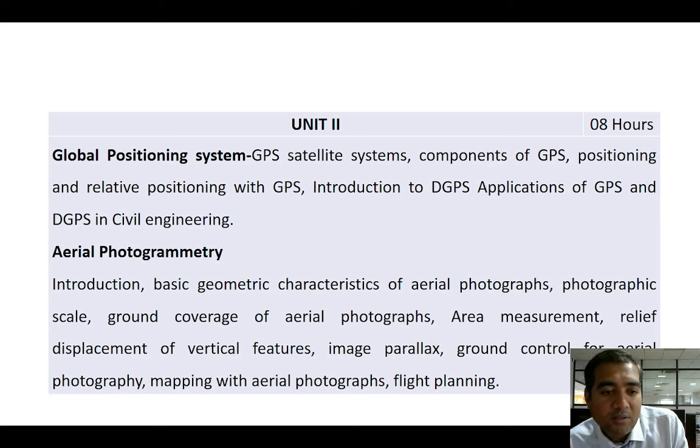There is another subject called aerial photogrammetry. Nowadays, it is very popular because of drone surveying. Drone surveying works on the principle of aerial photogrammetry only. With the help of aerial photogrammetry, we can convert the images into a map. It is nothing but we can measure the distances on the images.